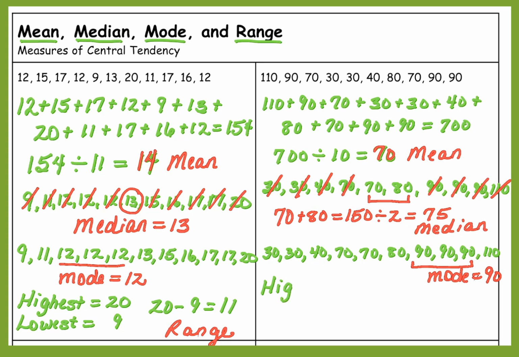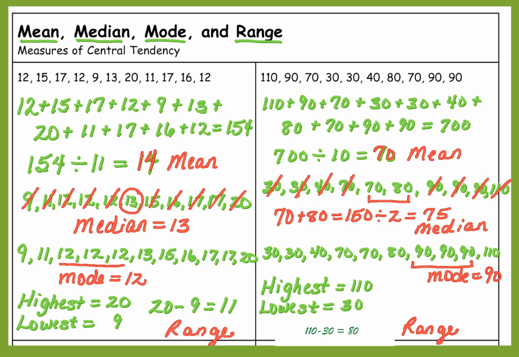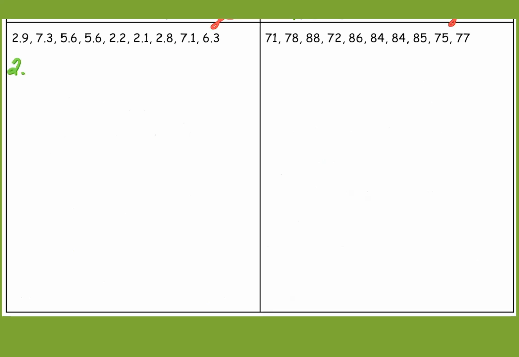Lastly, we want to find the range, and that's taking the highest value, which is 110, and subtracting the lowest value. Our lowest value is 30. So to find the range, we do 110 minus 30, and that will give us a value of 80. 80 is our range.